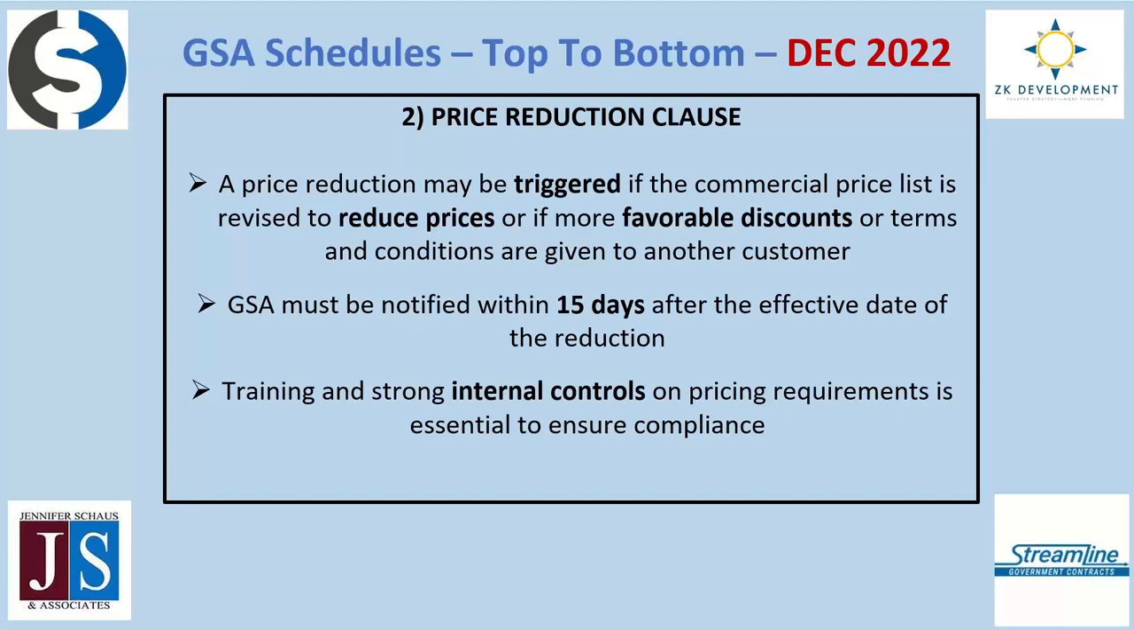So again, touched on this before, but for an internal control, what I have seen done, which is very effective, is to have a GSA check group in the proposal department before the proposal goes out the door, before the pricing gets finalized, to ensure that you're not giving another agency, your most favorite customer, a lower rate than GSA. Next slide.